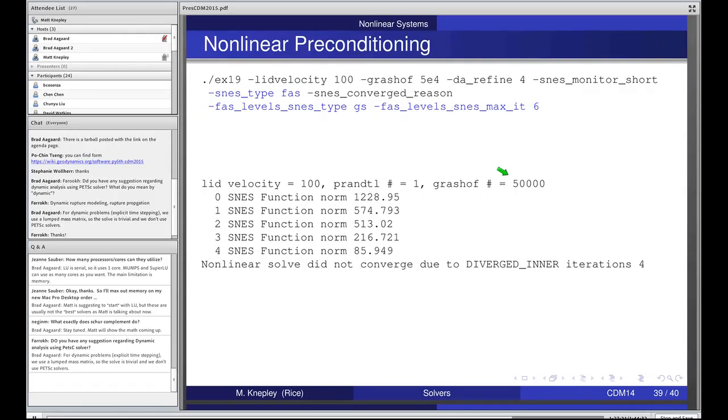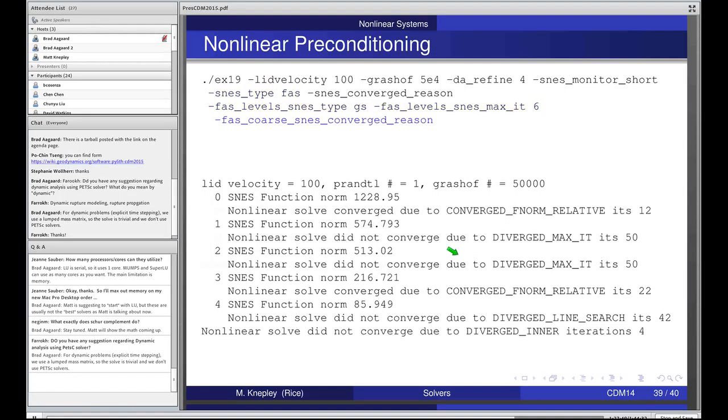So what we'll do is run nonlinear multigrid, which is known as the full approximation scheme, or FAS. On each level of multigrid, instead of running Newton, we'll run a simple Gauss-Seidel sweep. So solve the first equation, then the second equation, then the third equation with 1D Newton. And we'll use 6 levels. Well, this is still not converging. And it says it's not converging because one of the inner iterations didn't converge. So let's check. You can always turn on monitors or converged reasons.